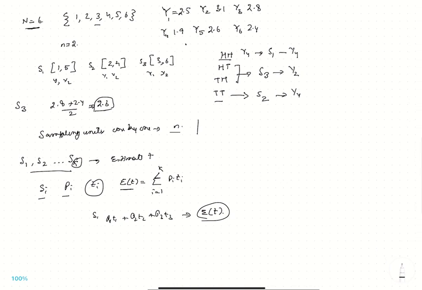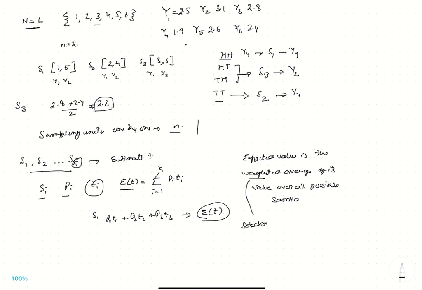So expected value is the weighted average of its value over all possible samples, and the weights are just the selection probabilities.